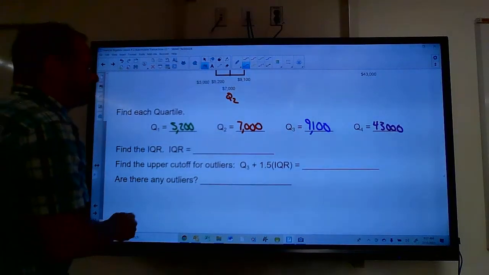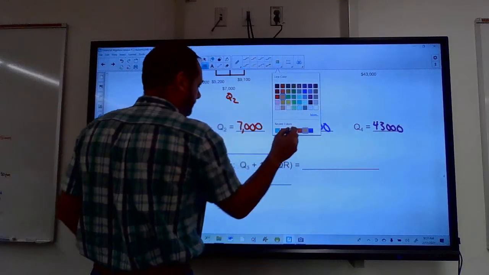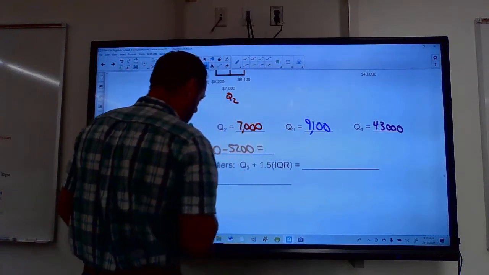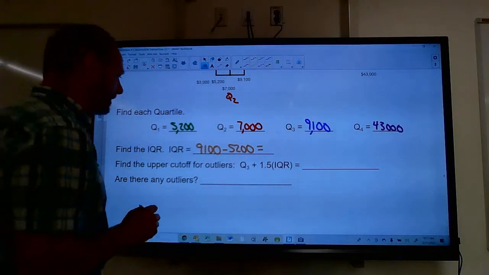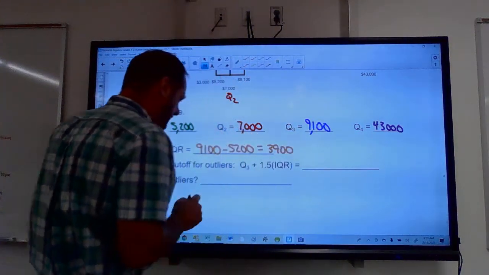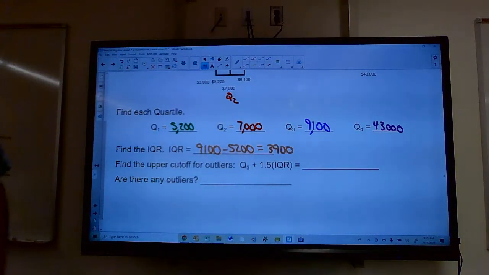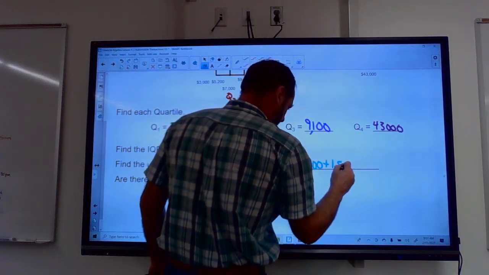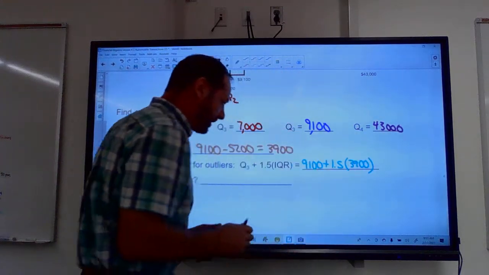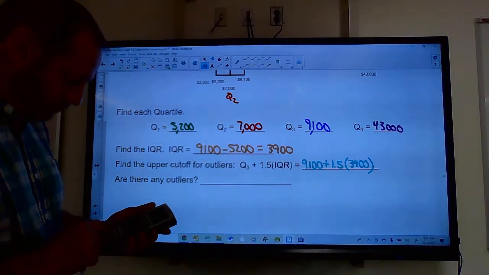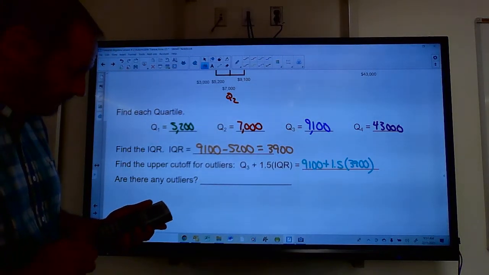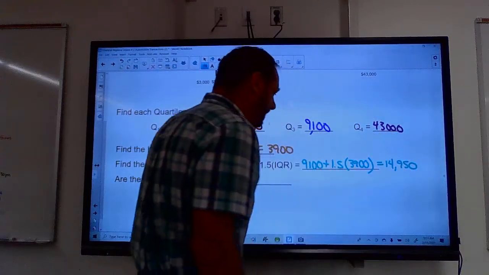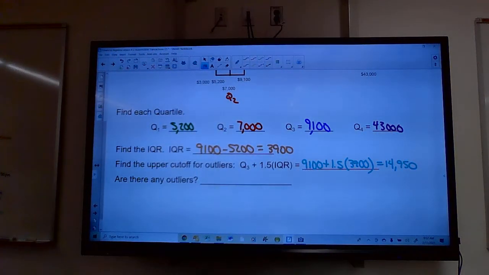Okay, so we're going to find the interquartile range. That's 9,100 minus 5,200, so that's $3,900. We're going to take Q3, which is 9,100, and add 1.5 times the interquartile range of 3,900. So that's 9,100 plus 1.5 times 3,900, which is 14,950. So anything above 14,950 is going to be an outlier, and there is at least one.